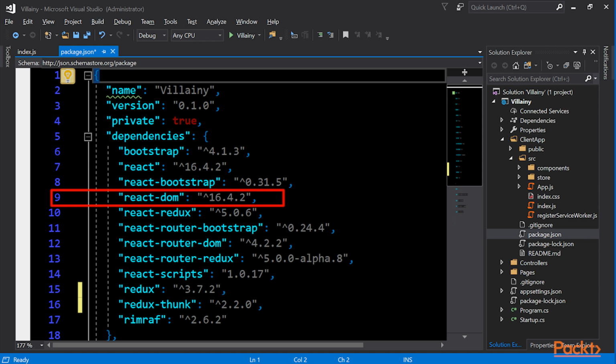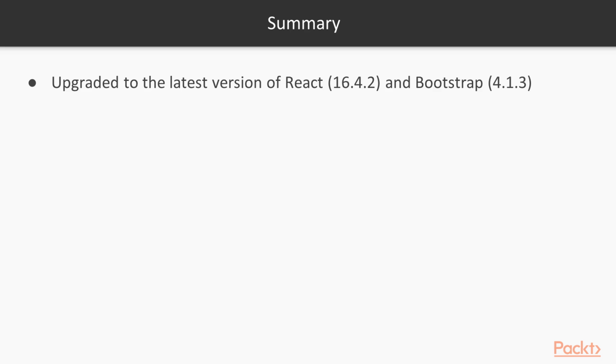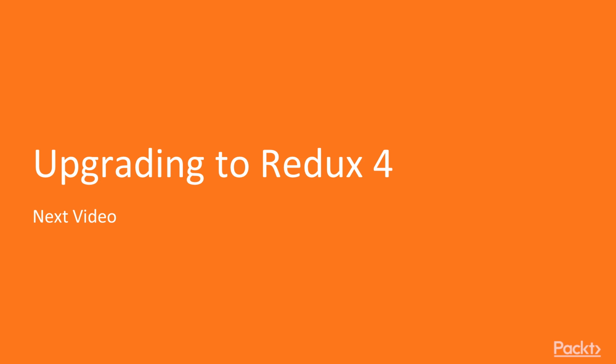Let's move back into our slides and get a quick summary of what we've gone through. So again, a brief summary of what we've covered in this video. First, we upgraded to Bootstrap version 4.1.3, and then we updated to the latest version of React and React DOM, both of which are version 16.4.2. That's all there is to updating those 3 libraries.